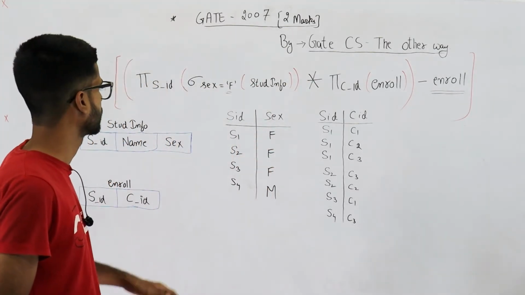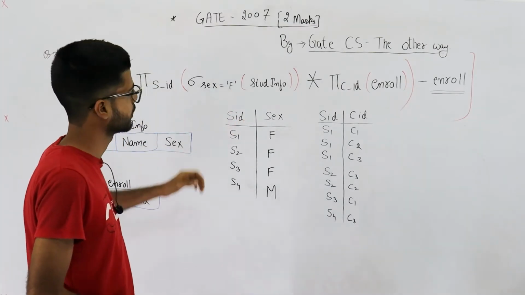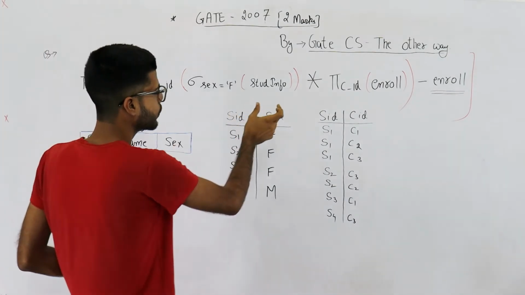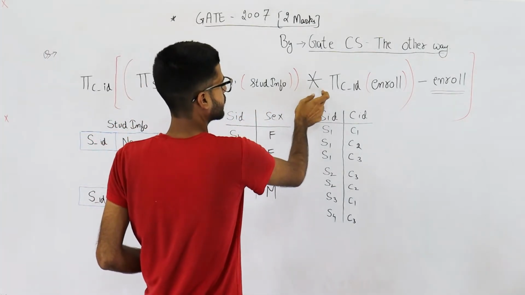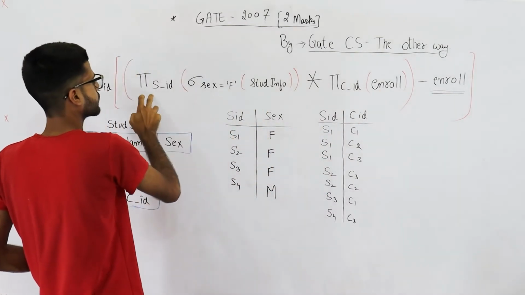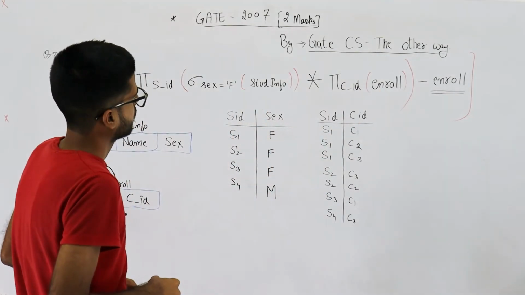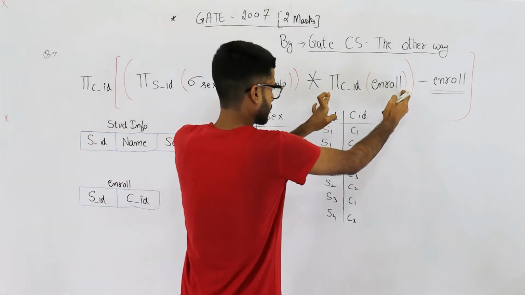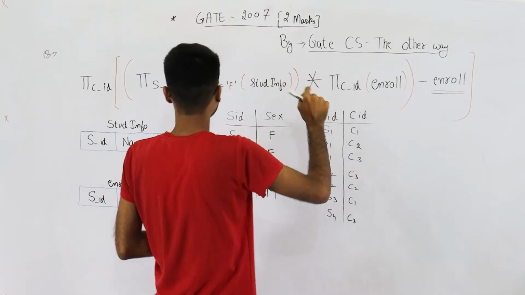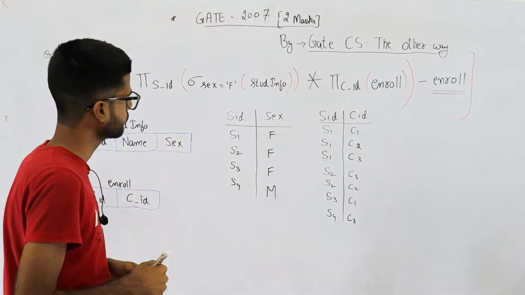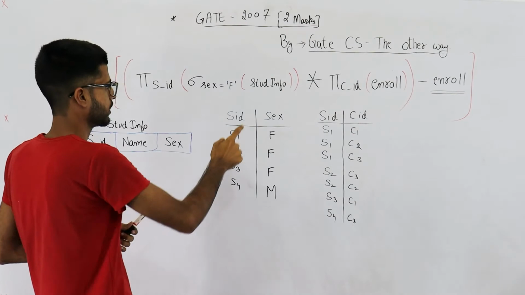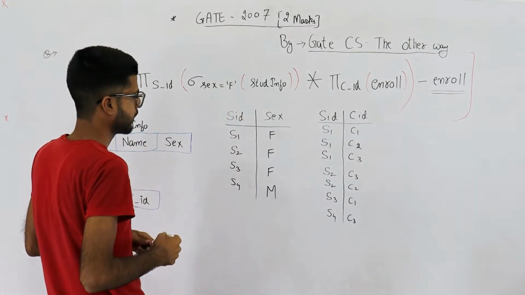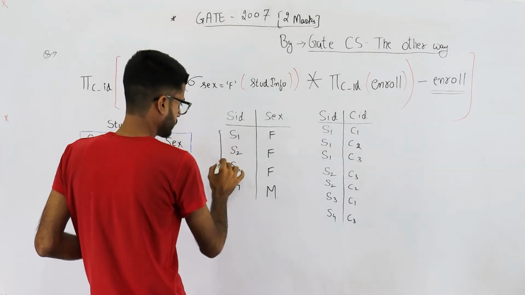Now let's try to solve this relational algebra query. So you can see we need to find out the cross product of these two tables. Now, first of all, let's solve this part. Then we are going to solve this part. Then we'll perform a cross product. So they are saying from the table studInfo, select only female students. That means these three students.